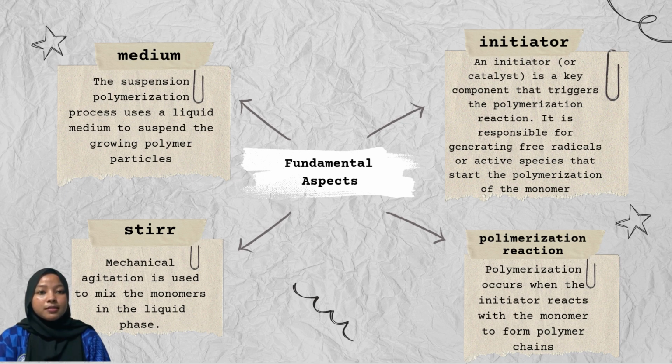Thirdly is polymerization reaction. Polymerization occurs when the initiator reacts with the monomer to form polymer chains. Lastly, we got initiator. An initiator or catalyst is a key component that triggers the polymerization reaction. It is responsible for generating free radicals or active species that start the polymerization of the monomer. The initiator is typically dissolved in the monomer phase and then distributed within the liquid medium.